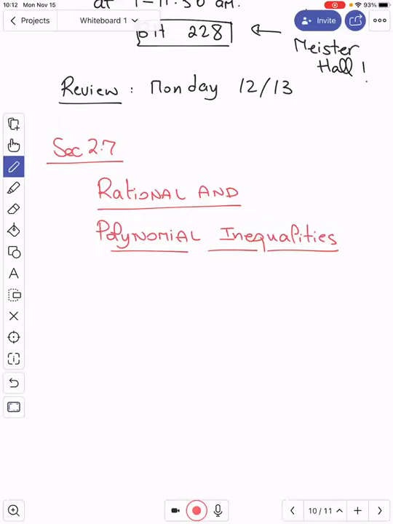So, rational polynomial. I guess we're going to start with the polynomial inequalities. First, I'm going to try to explain what I mean by inequality, and then we're going to discuss how to solve polynomial and rational inequalities in general. Anyway, first question is, what's an inequality?